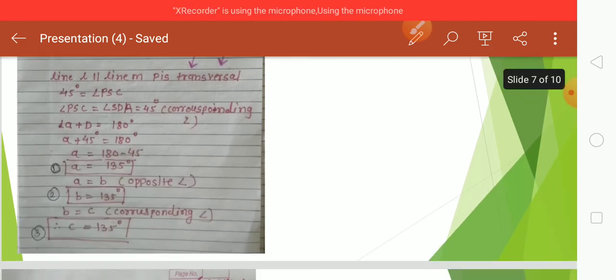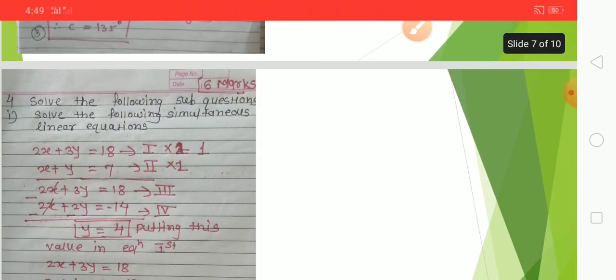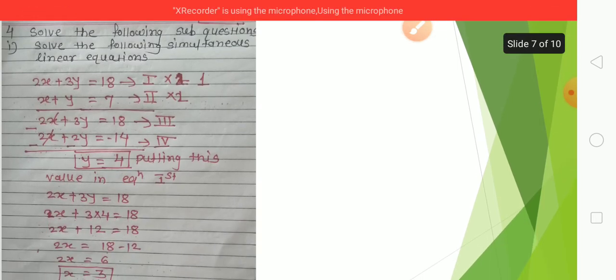And then the next question: solve the following sub question. That is a simultaneous equation. 2x plus 3y is equal to 18, that is the first equation. x plus y is equal to 7, that is the second equation.